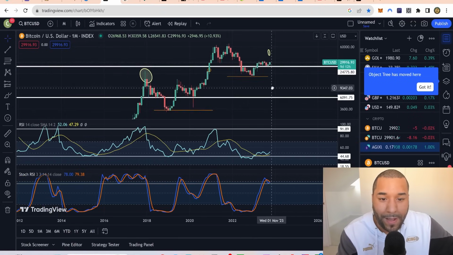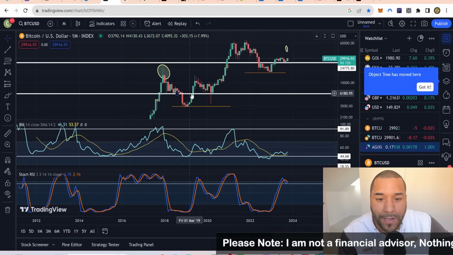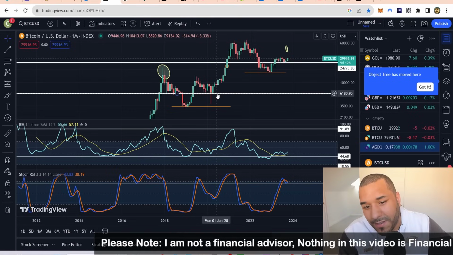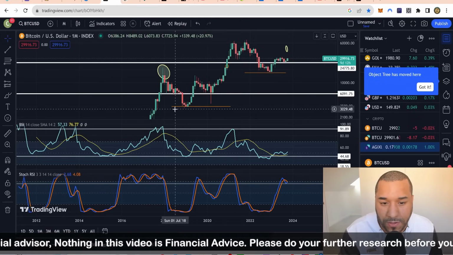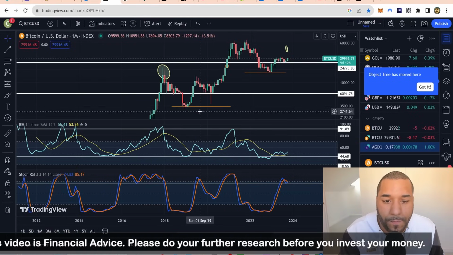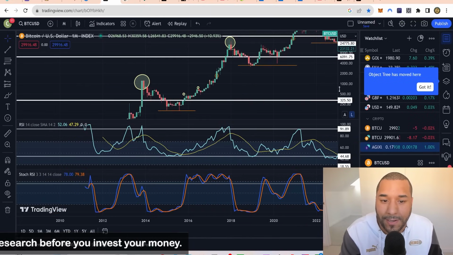Basically all I've done here is draw a white line where we see some sort of support and resistance, and then I draw an orange line for the base of where we formed the bottom of the cycle. So the orange line represents the bottom of the cycle. These are just examples, it just looks similar. It looks like we've always seen something similar happen, right?